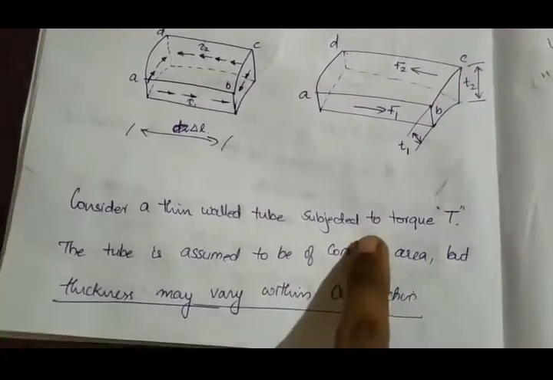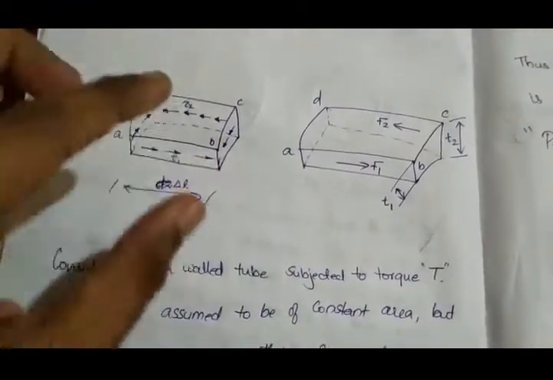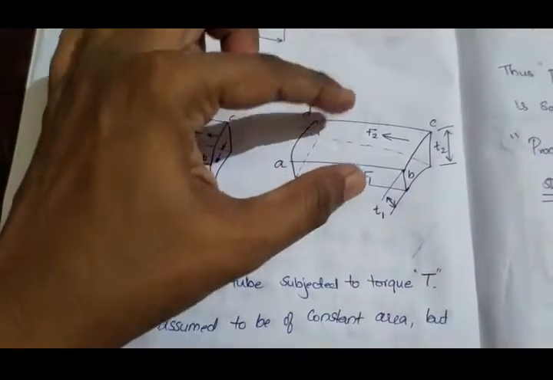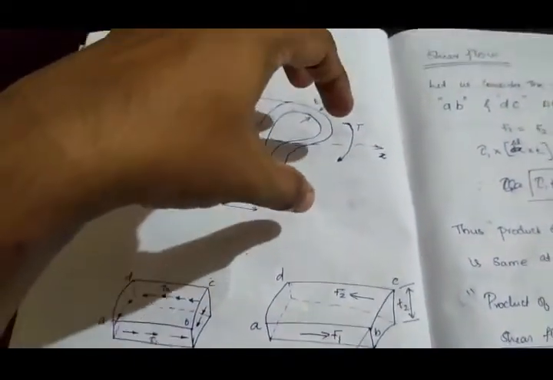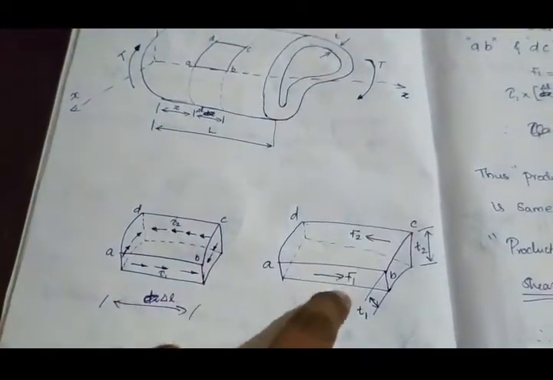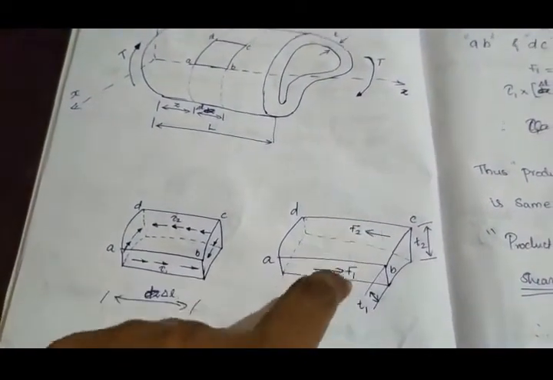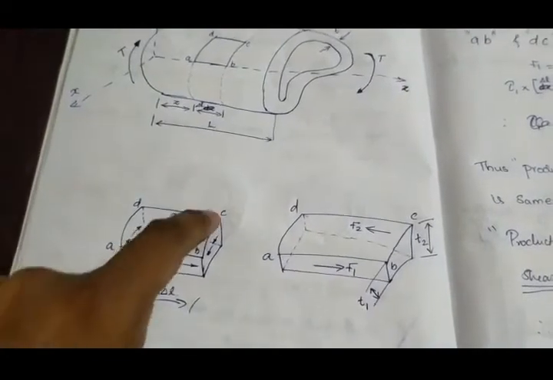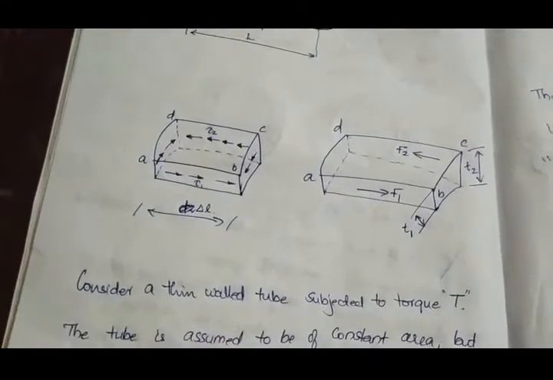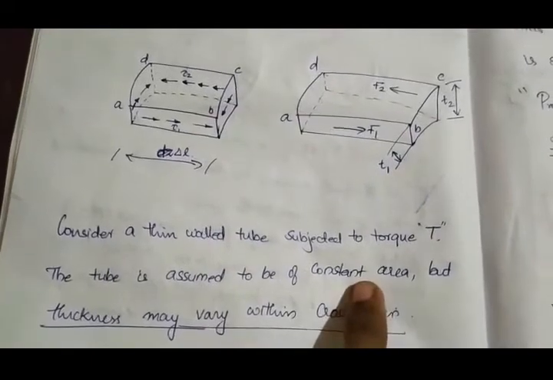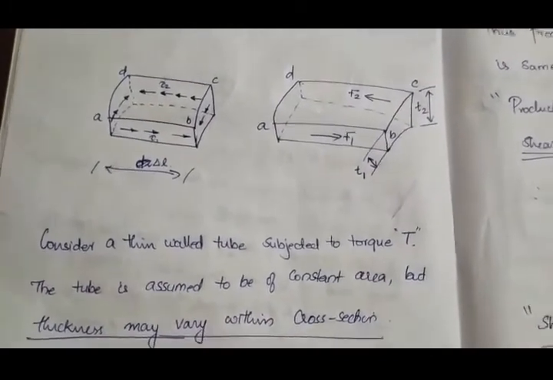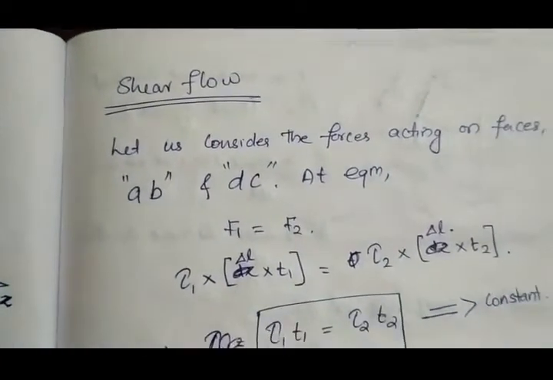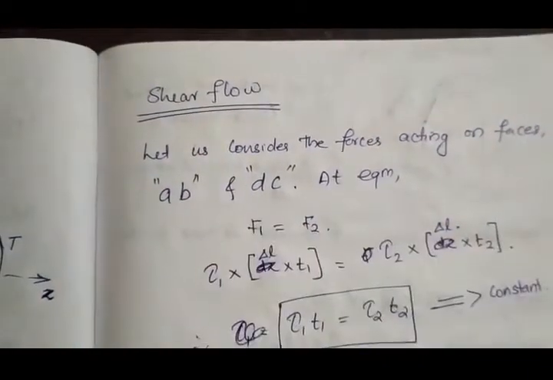Consider a thin wall tube subjected to torque T. If this element is under torque, that is, we are twisting this material, then these two faces will experience forces, shear forces, right? In turn, shear stresses. The tube is assumed to be of constant area, but thickness may vary within the cross section, which is very important. Thickness is varying. Now we are introducing a new term called shear flow.